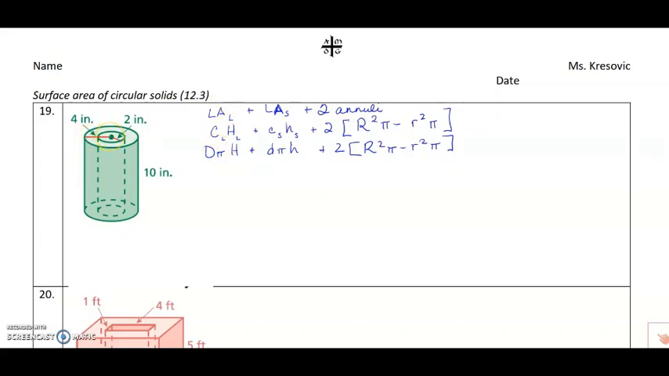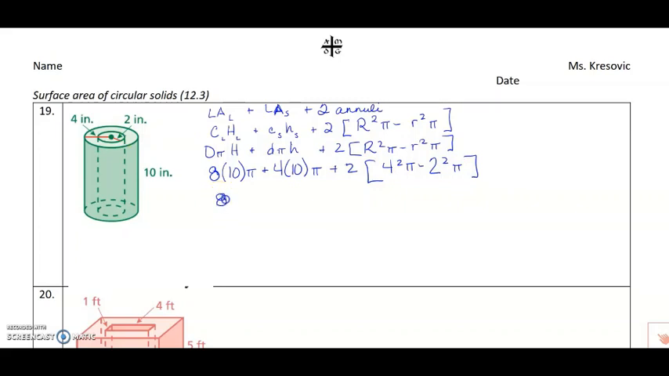If the radius of the large circle is 4, then the diameter is 8. The height is 10. Let's not forget the pi. If the radius of the small circle is 2, the diameter is 4. Height again is 10. Large circle radius is 4. Small circle radius is 2.